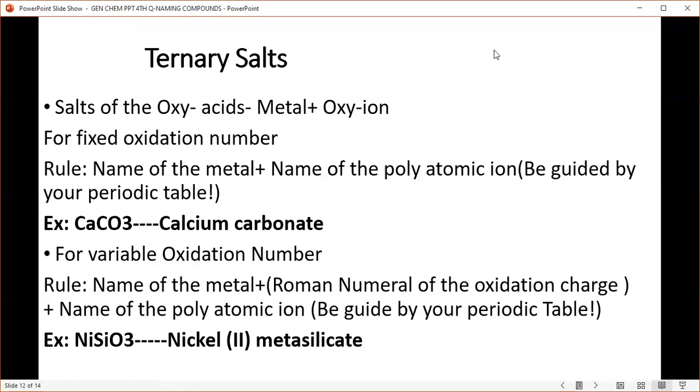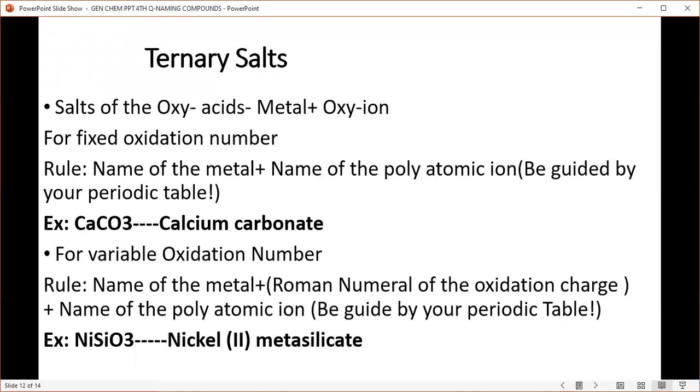Next is ternary salts. Again, when we say ternary salts, we have the combination of a metal and a non-metal. But for this one, we have a metal and a polyatomic ion, which is already a compound. This is a combination of two or even more elements which has an overall charge. And again, you can see them in your periodic table of elements.